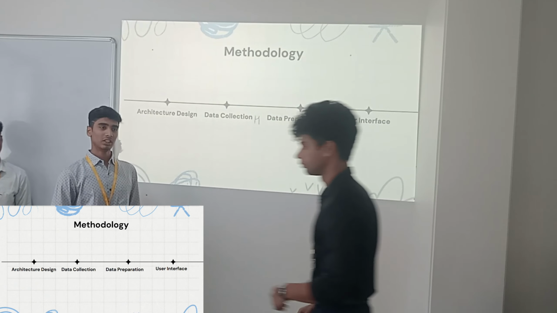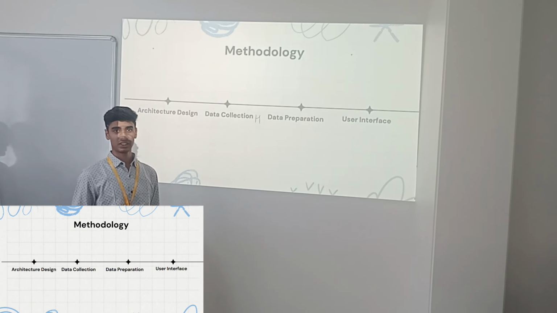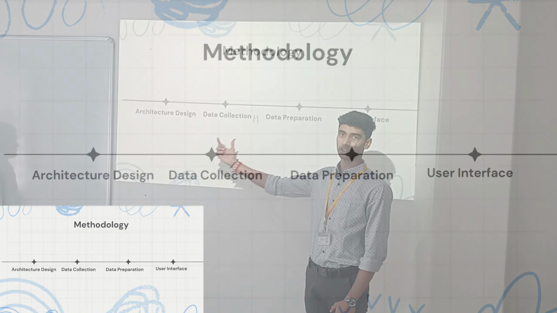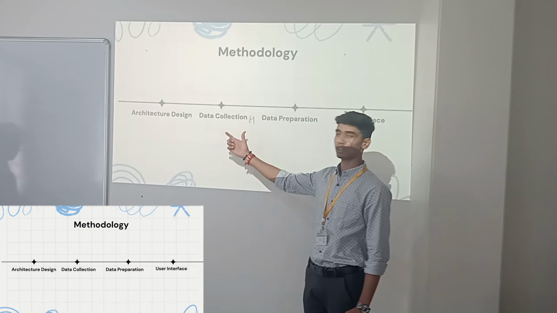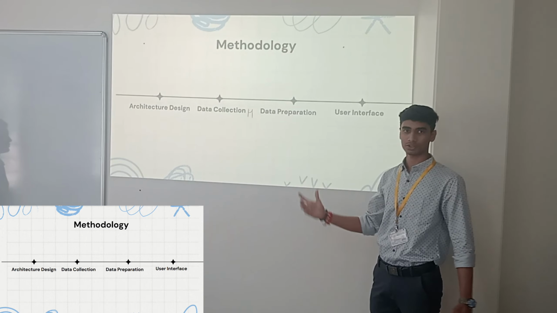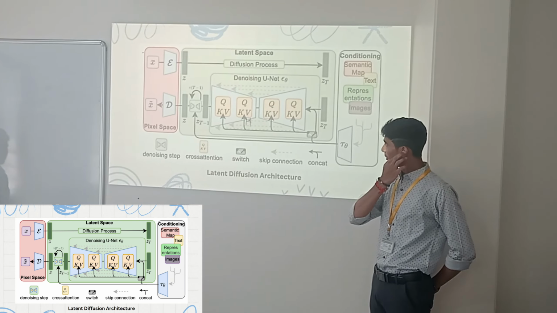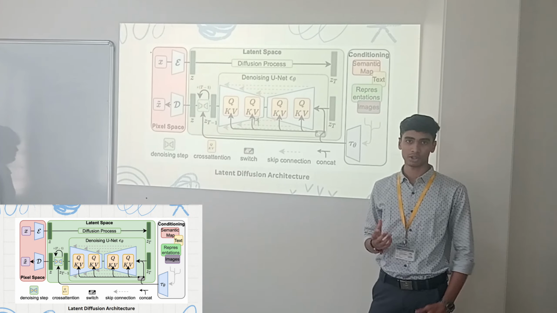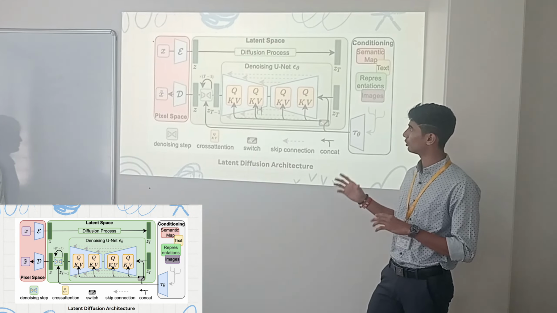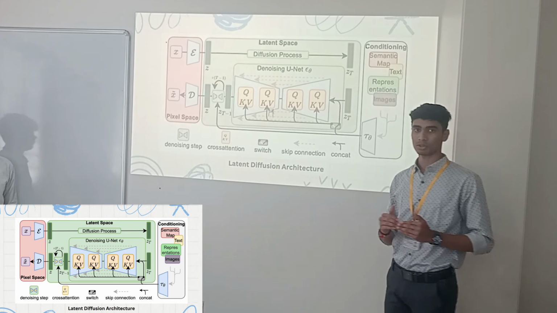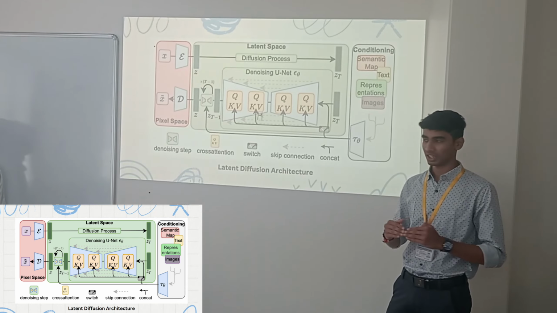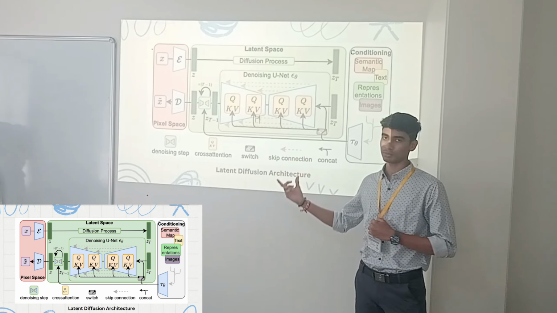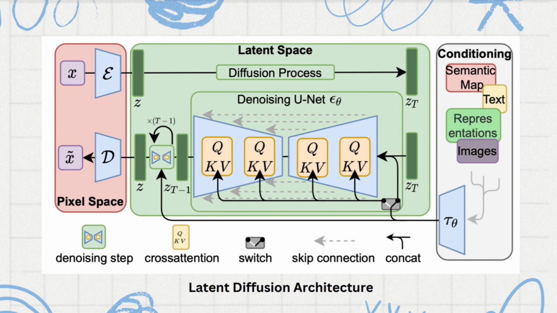Coming to the methodology, our basic methodology starts with designing the architecture of the system. Then we talk about data collection, data preparation, and user interface. Coming to the architecture, I would first like to explain the diffusion models, what they are basically, and then I would move towards the latent diffusion models, which are just the upgraded version of it, and then I will talk about how we exactly change the latent diffusion model to meet our needs.